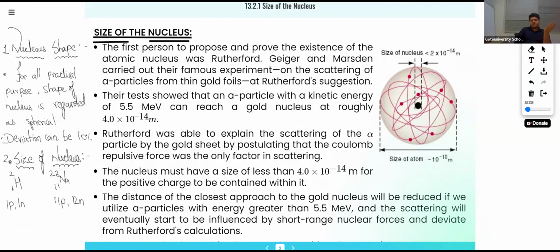See, in hydrogen atom, we have to keep only one proton. While in sodium, we have to keep 11 proton and 12 neutron. Size can't be same. That means this sodium nucleus size should be greater. So on what factor does the size depend? Size depends on the number of nucleons.